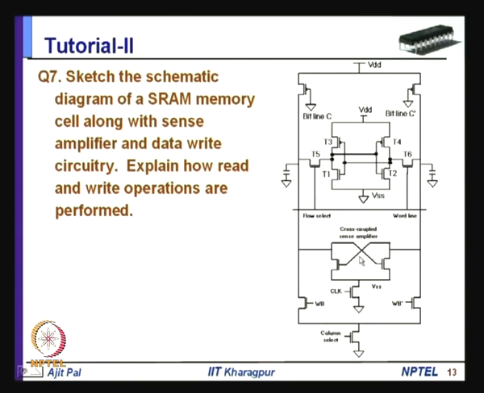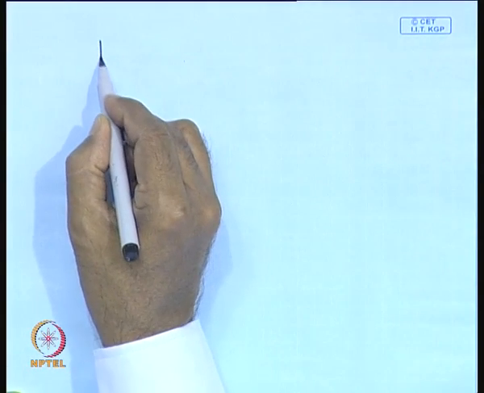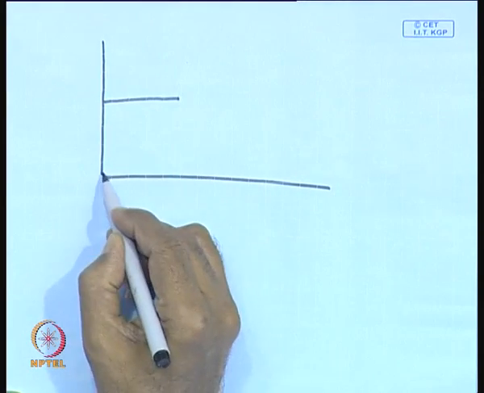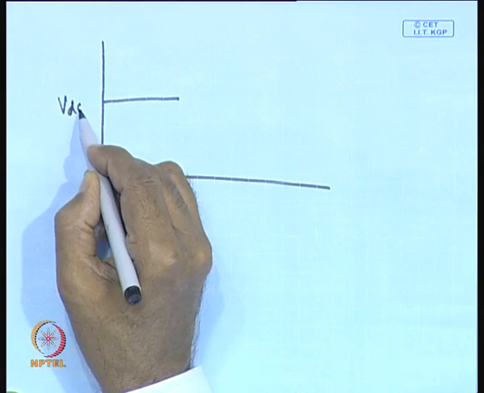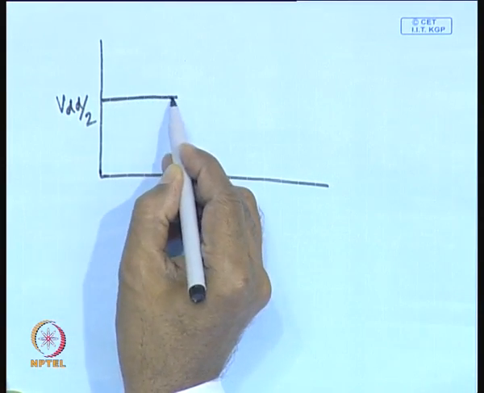Now, reading operation is a little complicated because you have to use the sense amplifier. So, reading operation can be done in 3 steps. First, you have to do precharge, and the precharge and equalization circuit is activated to precharge the bus lines to VDD by 2. We can draw the circuit. So, initially both the lines will be precharged to VDD by 2, both the bit lines, that means bit line and bit line bar.